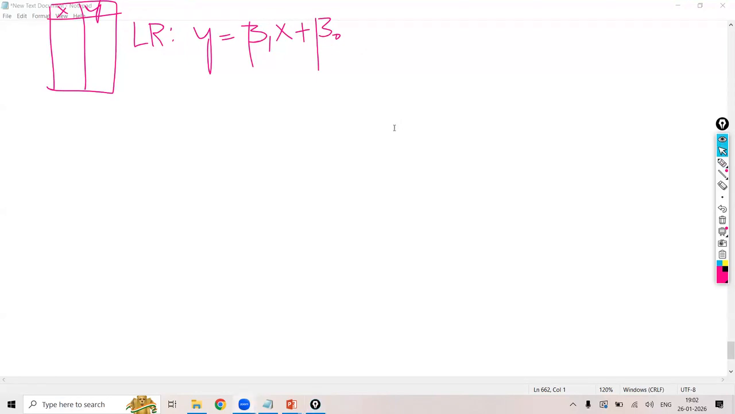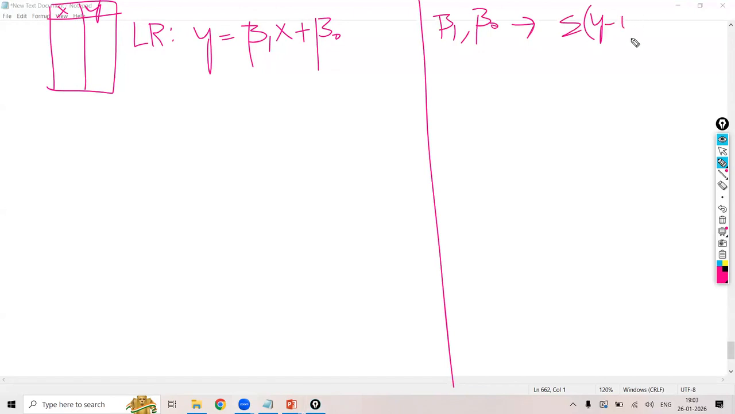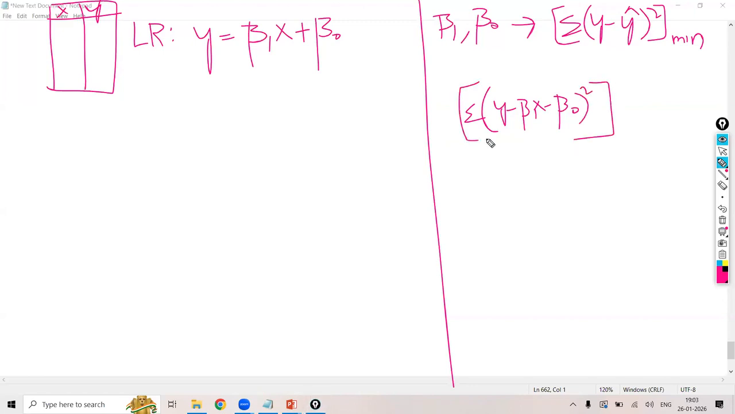Perfect. Next. Now, in this linear regression, how are you going to calculate beta 1 and beta naught? On what criteria? The sum of the squares of error should be minimum. That is nothing but sigma of (y minus beta 1 x minus beta naught) whole square should be minimum. Here, y hat is nothing but the linear regression. It should be minimum. Okay.